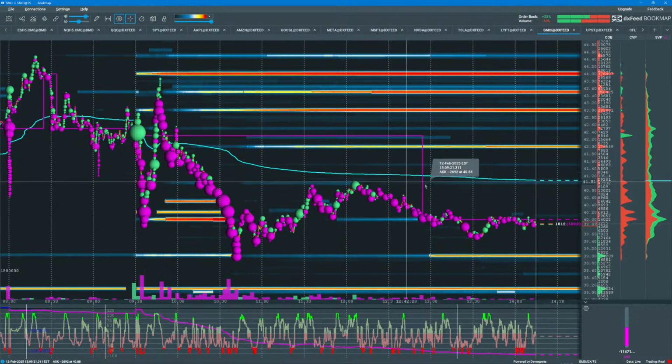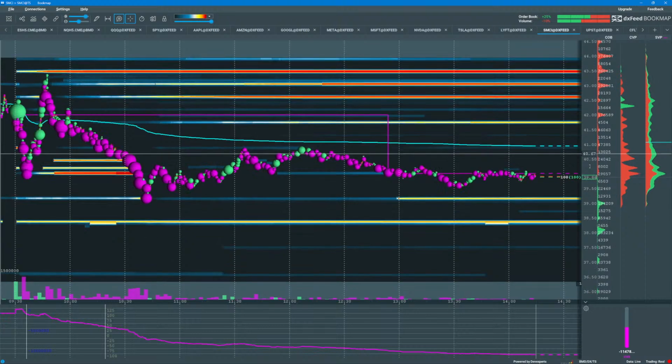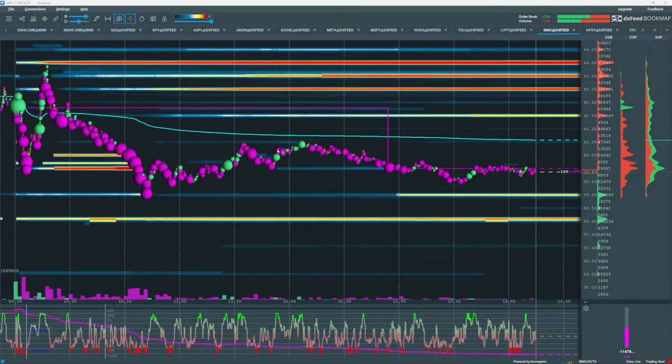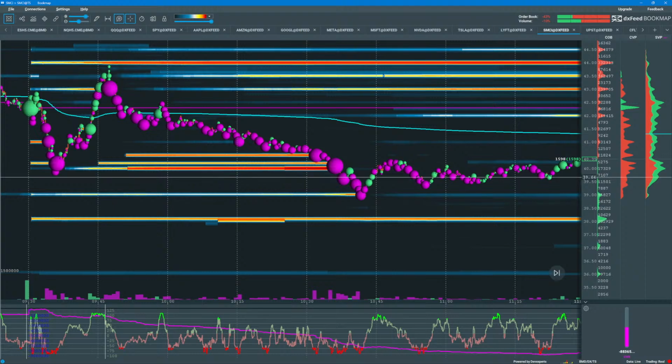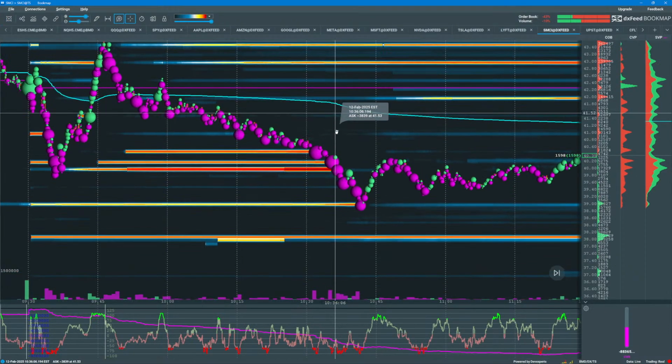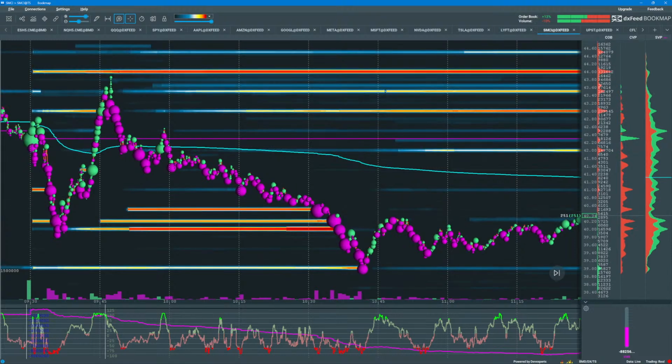And you can see all the magenta volume dots. Actually, let me zoom in on that just a bit. Note the very small green volume dots indicating buyers become exhausted, aggressive sellers start to come in, large magenta volume dots. Again, same thing here, very small green volume dot.